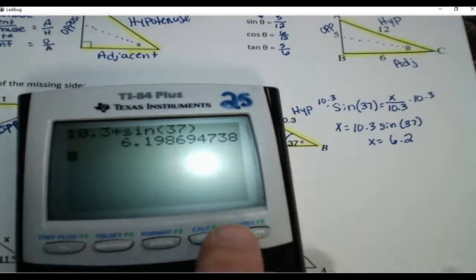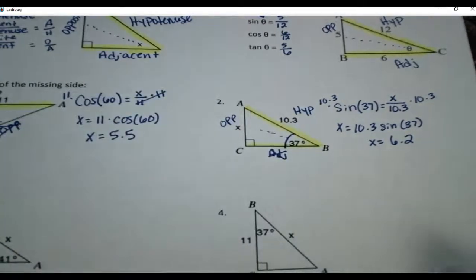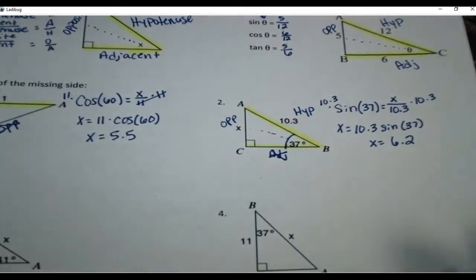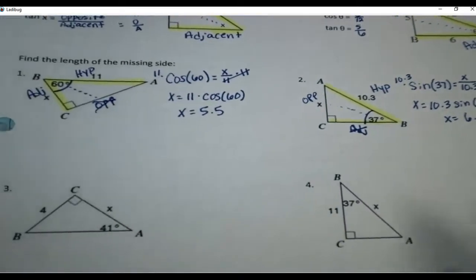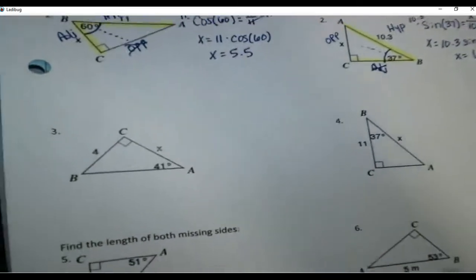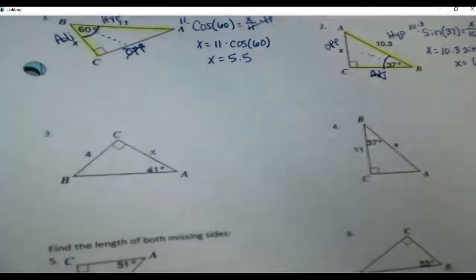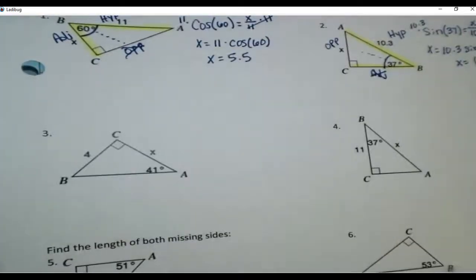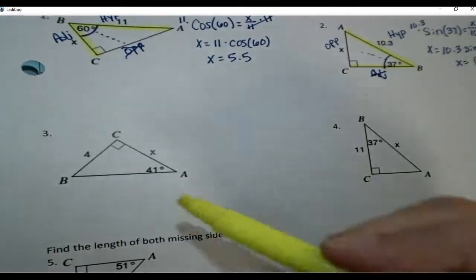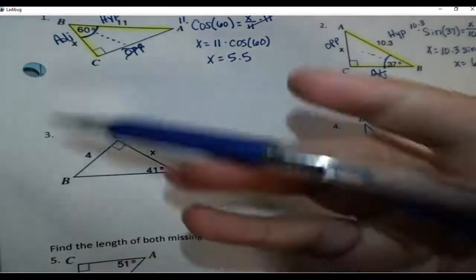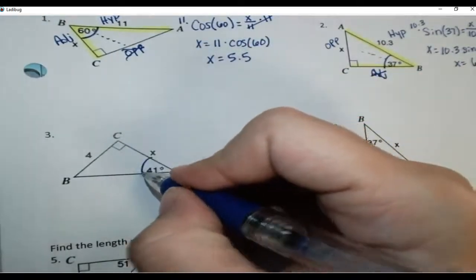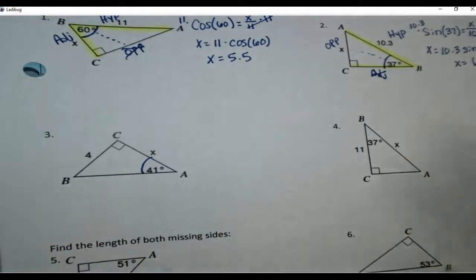Okay. Let's look at 3 and 4. They're a little bit different. So if we look at 3, again, our first step is we highlight the angle. So it gives me 41. Again, you can make a little arc if it helps you, and your two sides it touches are what you're highlighting.